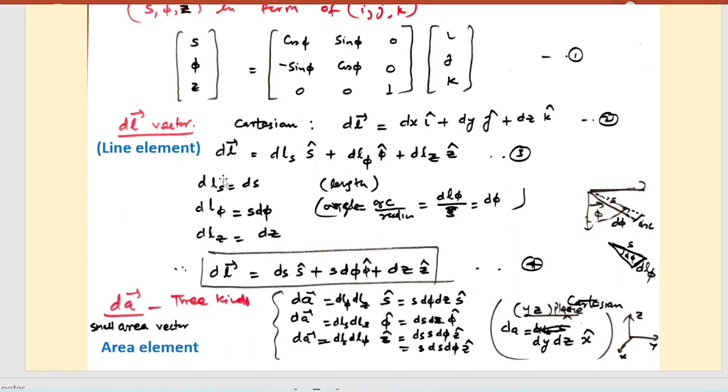Area, again, can be formed with these dl's. If we have dl_phi and dl_z, then the direction will be in the third direction, s cap. If we have the area with the dl_s vector and dl_z vector, then the direction will be in the phi cap direction. Again, if we are using s and phi, then the direction will be in z cap, the third direction. So we can see the area vector depends on which coordinates we are taking, or which plane.